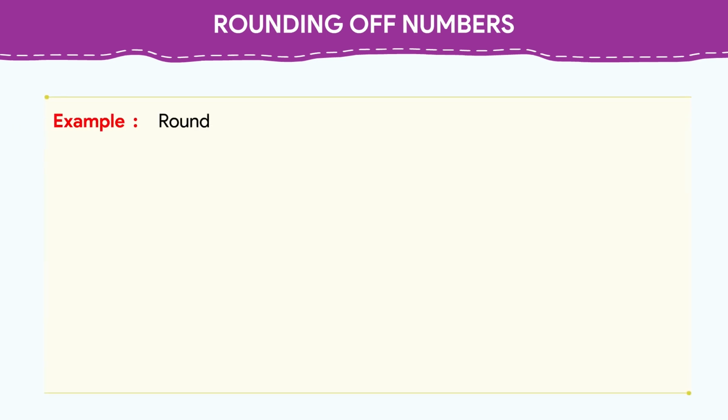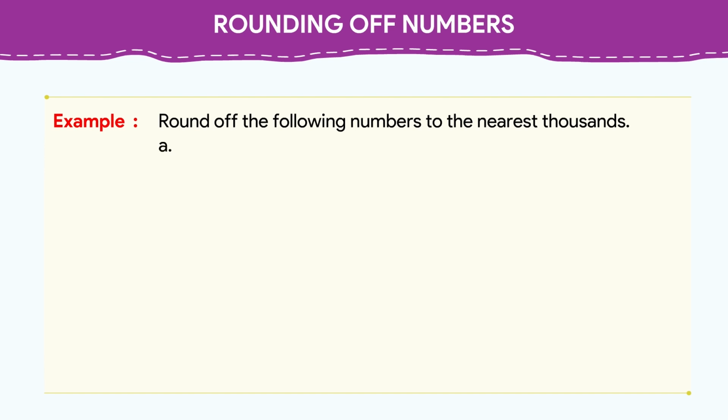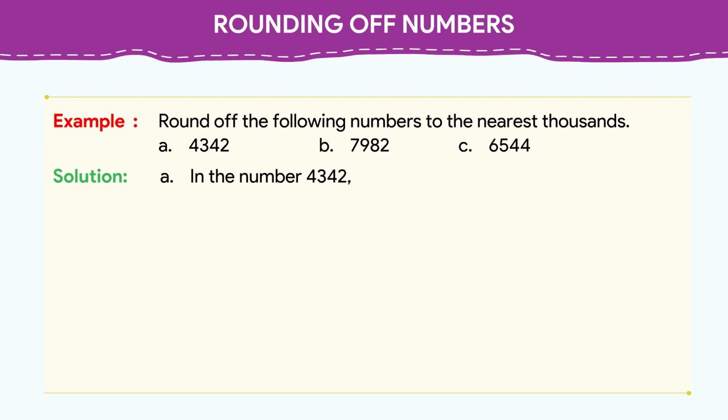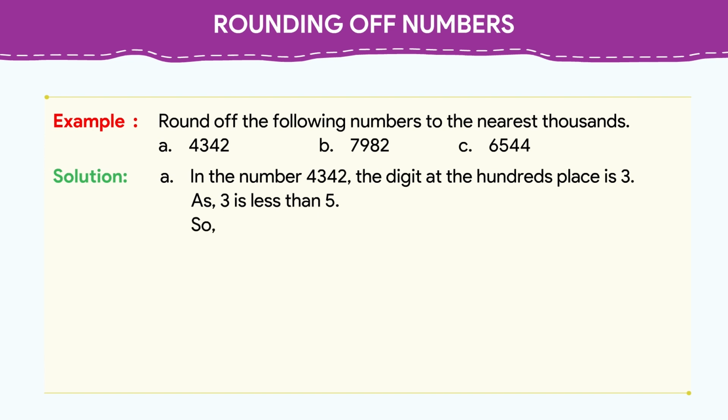Example. Round off the following numbers to the nearest thousands. A. 4,342. B. 7,982. C. 6,544. Solution. A. In the number 4,342, the digit at the hundreds place is 3. As 3 is less than 5. So, 4,342 rounded off to the nearest thousands is 4,000.